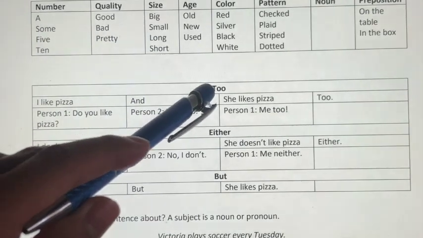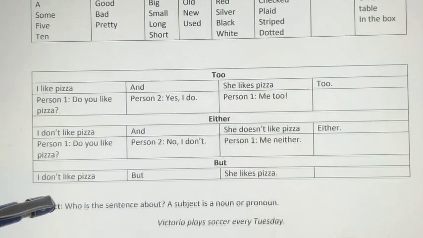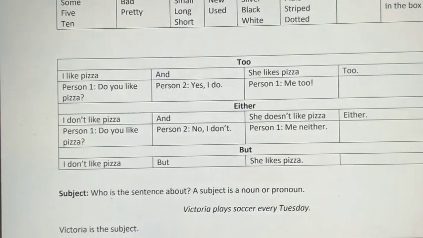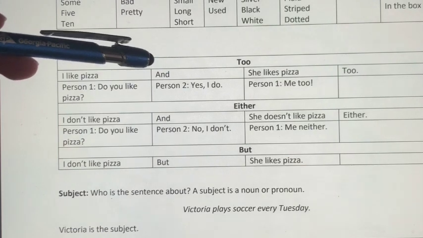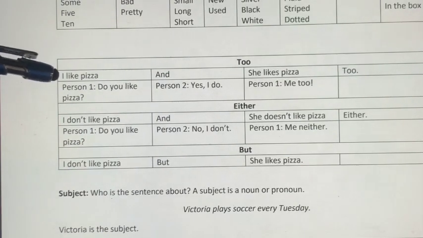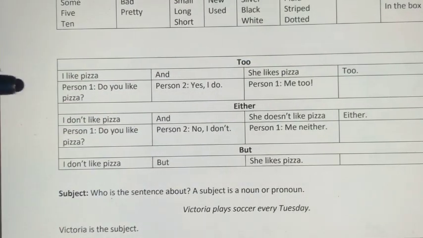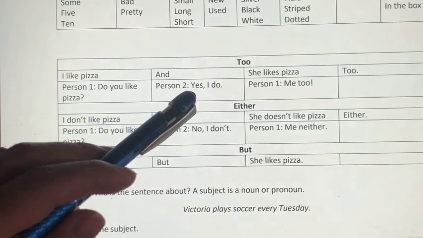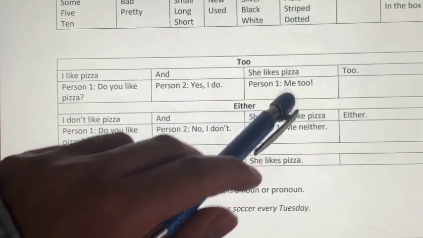And now we have too, either, and but. We use these words for and, or, but. So we use too if there are 2 things that are the same. So I like pizza and she likes pizza too. We can also say, do you like pizza? And then the other person says, yes, I do. And so you can say, me too. I like pizza too.